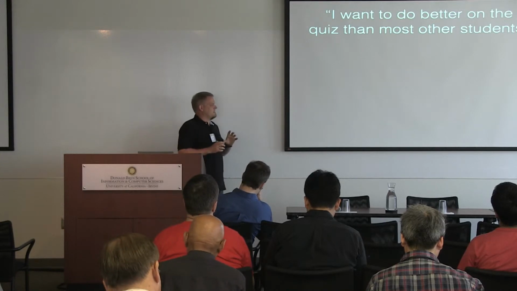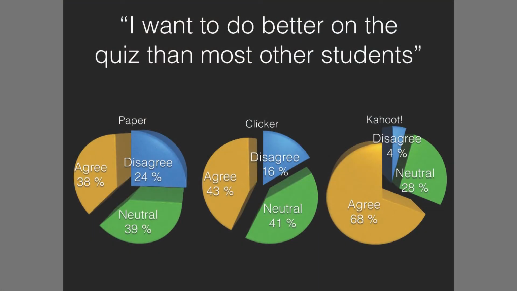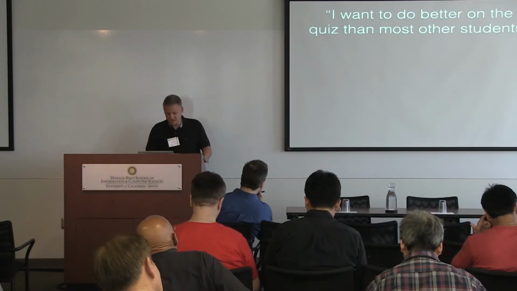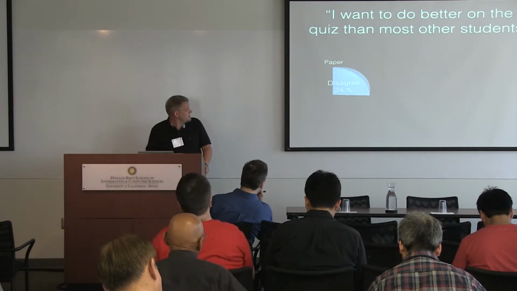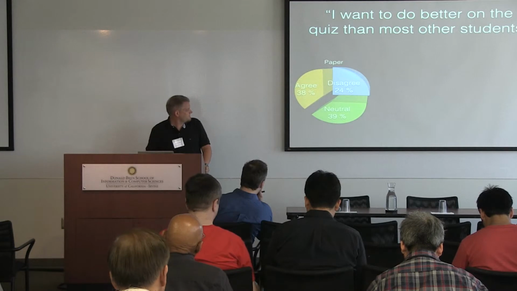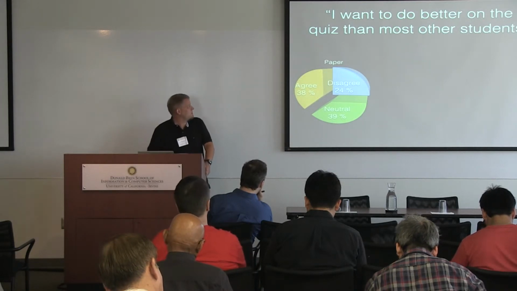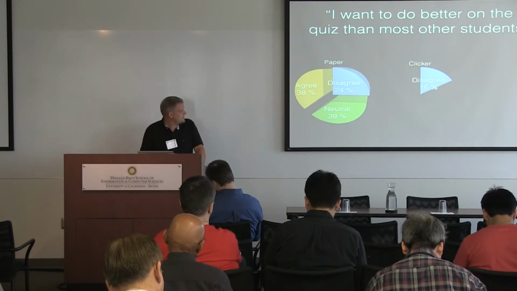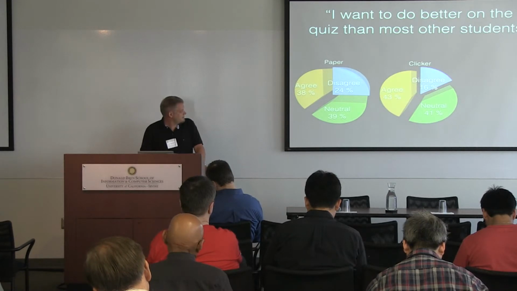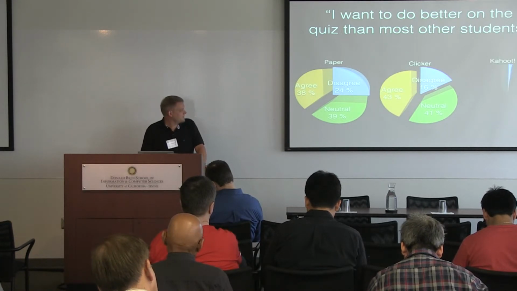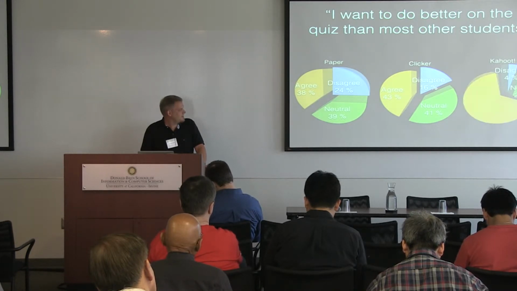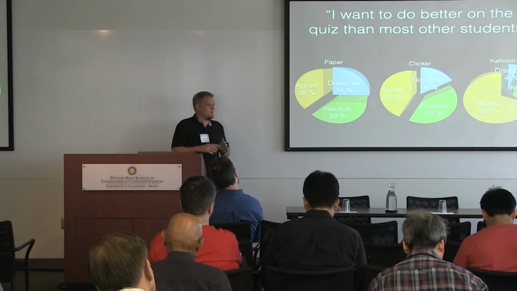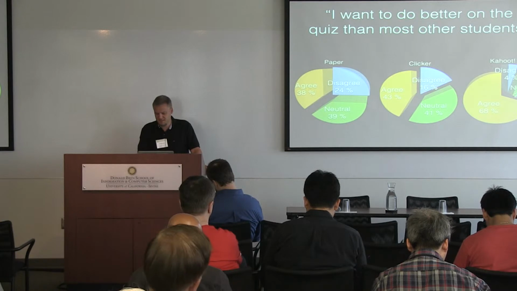And then about the students, if they wanted to do better than other students, basically that if they focused more just to do better on the quiz, how was it different from the paper and the clicker and the Kahoot? So for the paper, 38% wanted to do better than other students, put more effort into it. For the clicker system, slightly better, but almost the same. And of course, this is kind of obvious, but when you have points, scoreboard, yeah, they get more motivated for doing better than other students. You get the competitiveness from the students.